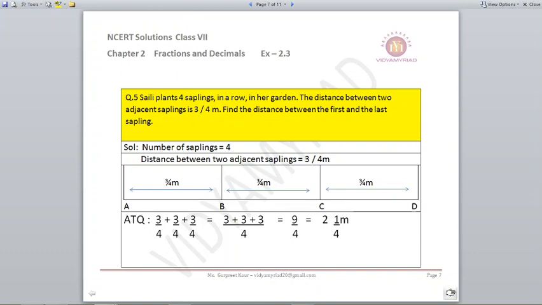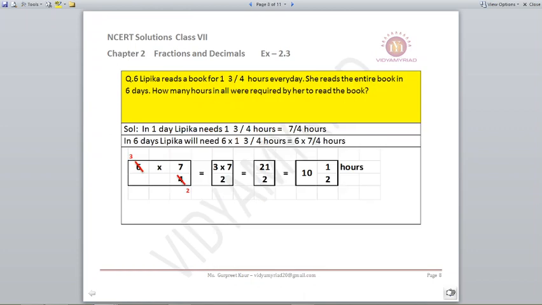Question number 6. Lipika reads a book for 3/4 hours every day. She reads the entire book in 6 days. How many hours in all were required by her to read the book?